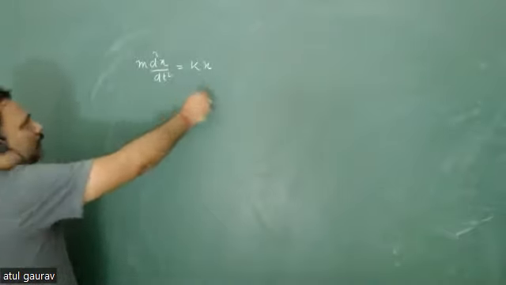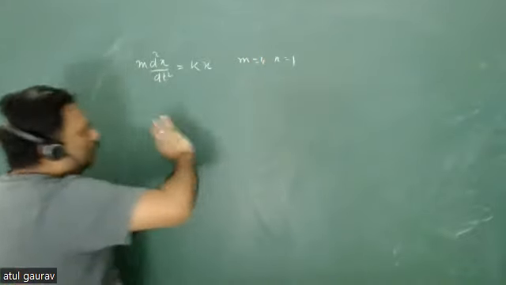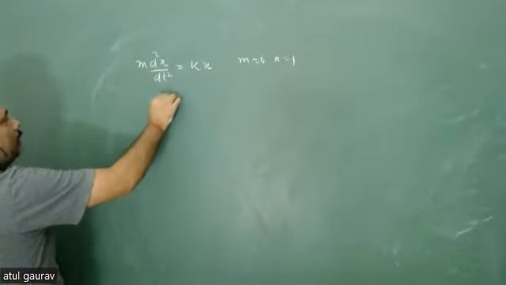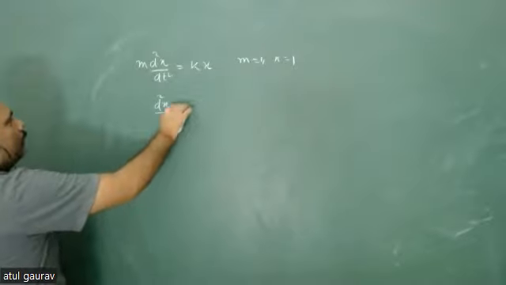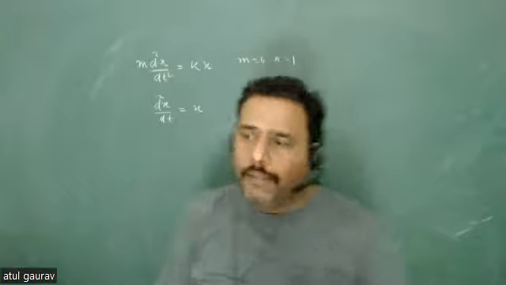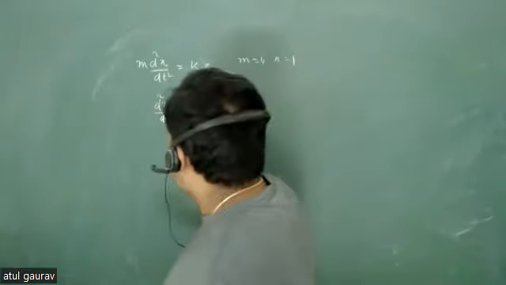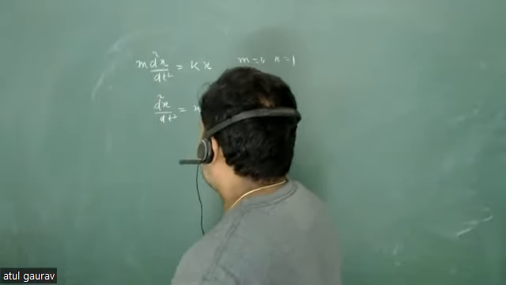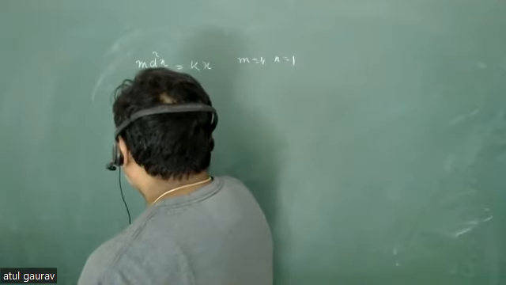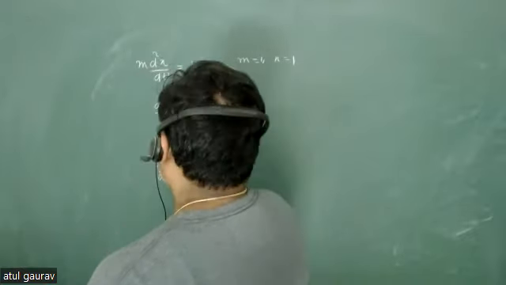Now, let's say m is equal to 1 and k is equal to 1. For simplicity, to understand the symmetry, can I write d square x upon dt square is equal to x? Why is it linear? Because x to the power 1 tells you all about the linearity. So d square x upon dt square is equal to x. Can I write this whole thing as d upon dt of x dot is equal to x?